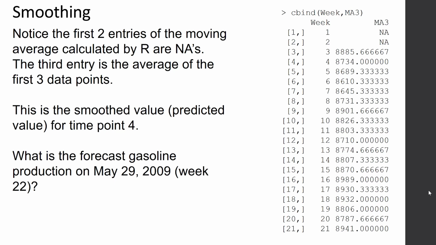So now, what is the forecast gasoline production on May the 29th, 2009, which is week 22? Well, we see that for week 21, the smooth value is 8941. And that's the average of weeks 21, 20, and 19. So that number is going to be our predicted value for week 22, 8,941,000 barrels.